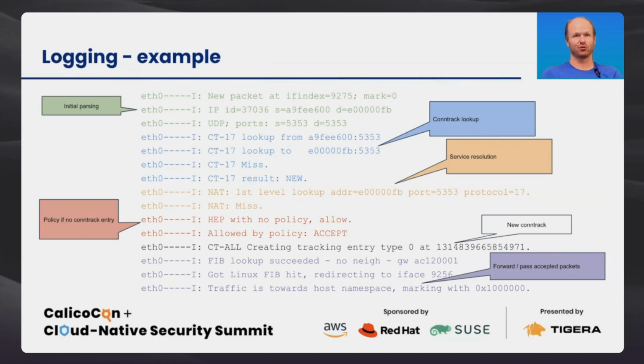In the next step, we have to do conntrack matching. In this case, there was no conntrack hit. That's an unknown connection. It's a new connection. So we also try to match it with a service in network address translation. There is no hit there either. That means this is a plain connection without any service. The next thing, we have to go through a policy. In this case, for simplicity, this is a host endpoint with no policy, and we simply accept the packet. We create the conntrack entry, and then we decide where and how to forward the packet.